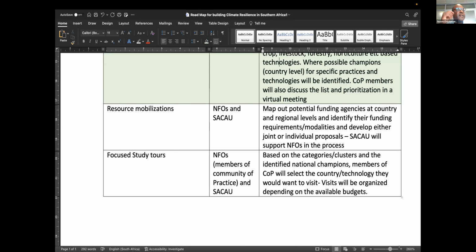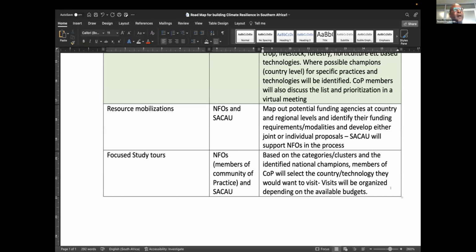the development agencies and other entities that can actually support the implementation of the strategies. Now, for us to be able to do that, we need to map out potential funding agencies, of course, at country level, and then we move on to regional level.